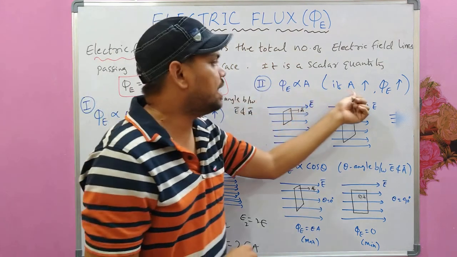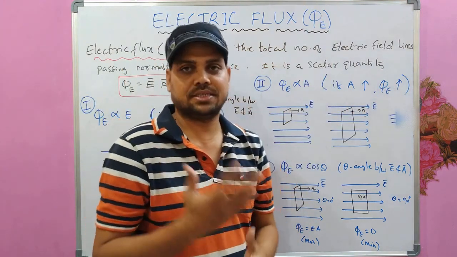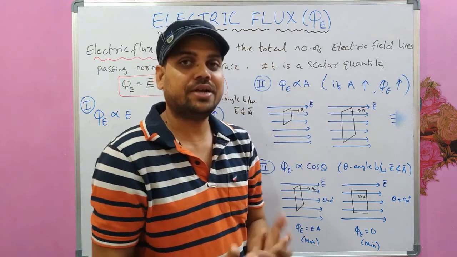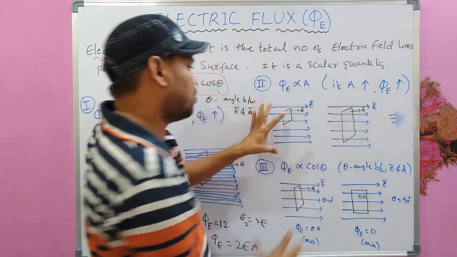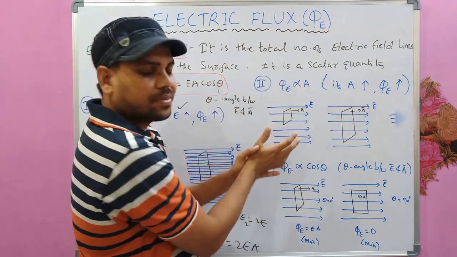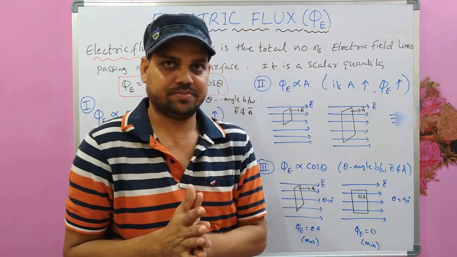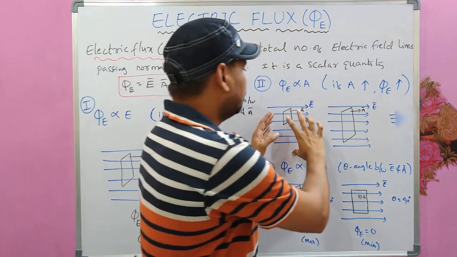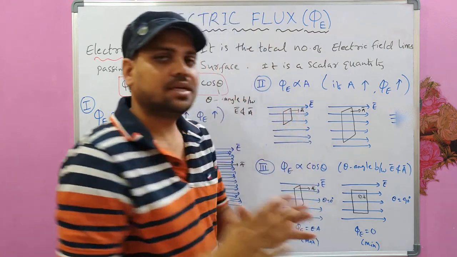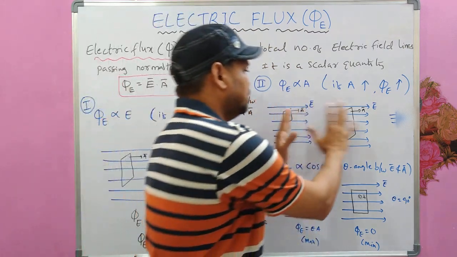Right? If A is increased, electric flux increased. How is it increased? Let us see with a small example. See, this is the direction of the electric field. Electric field strength is now not changed. It is fixed. Okay. So, what I did is, the area of the surface that I have considered is changed.